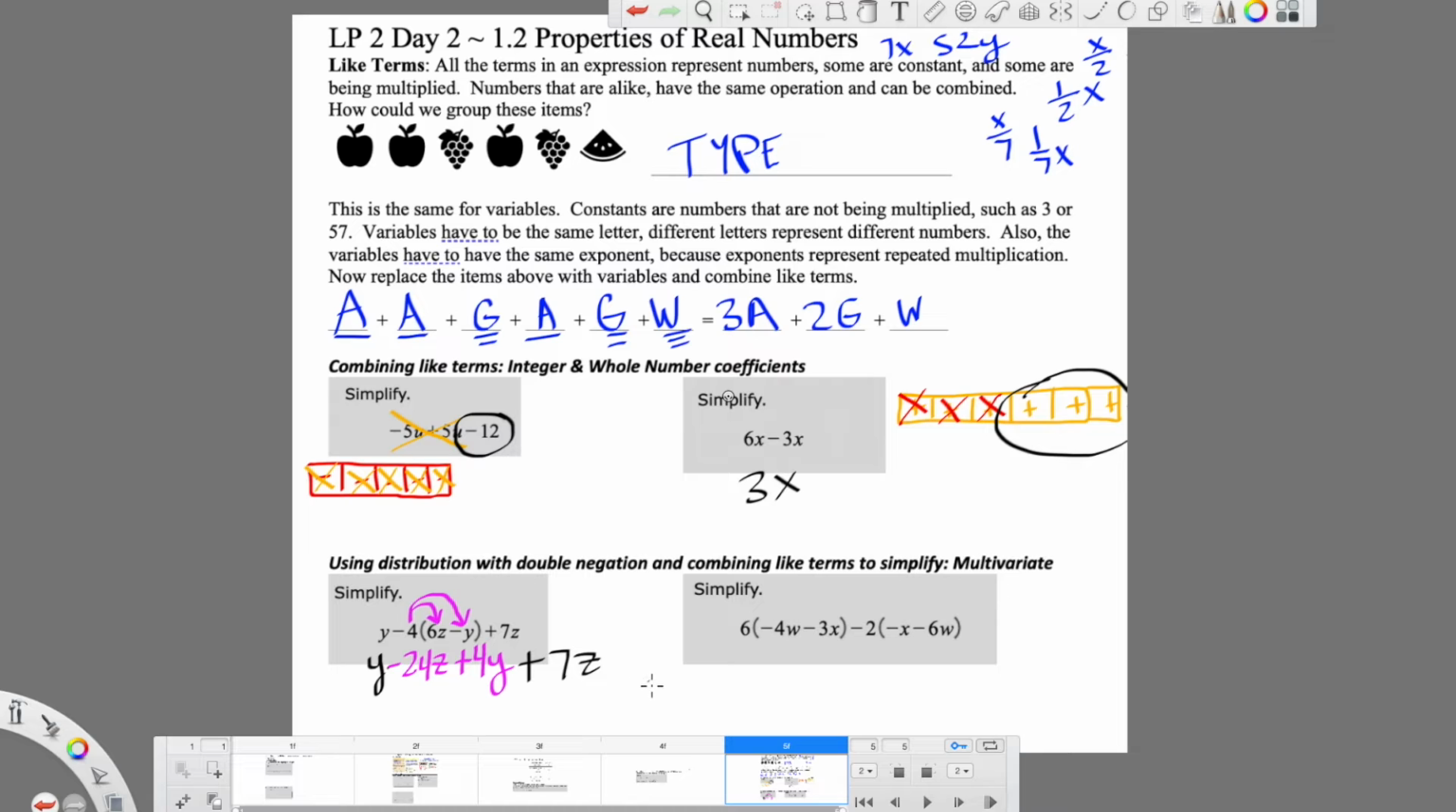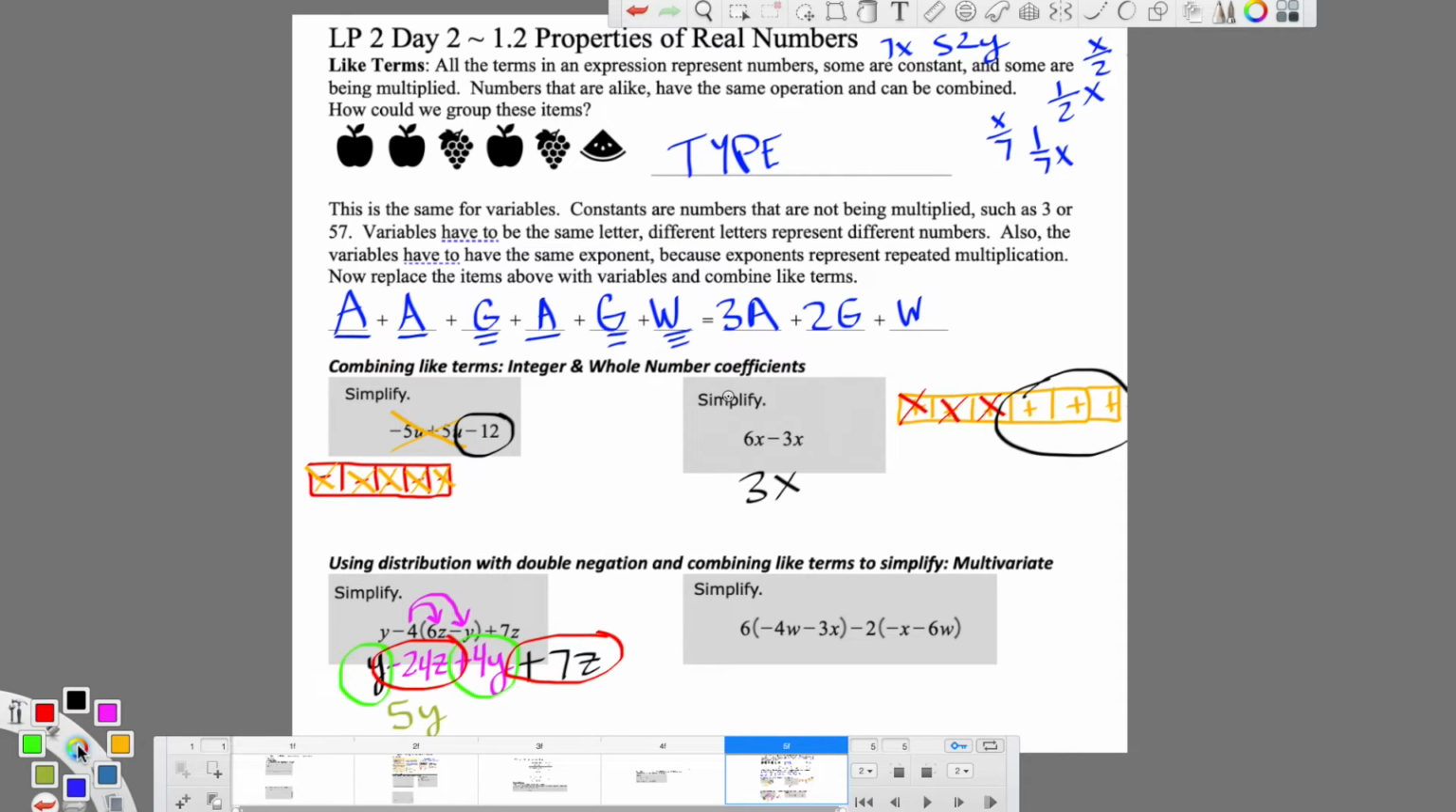So now I want to go through and add my like terms. So I have y, remember this means 1y, and I have 4y. I'm going to change the color there so that you can actually see it. So this means 5y, because 1 plus 4 is 5. I didn't draw out the algebra tiles there, but you're welcome to do that. And then we also have, I guess I'll circle in red here, negative 24z and 7z.